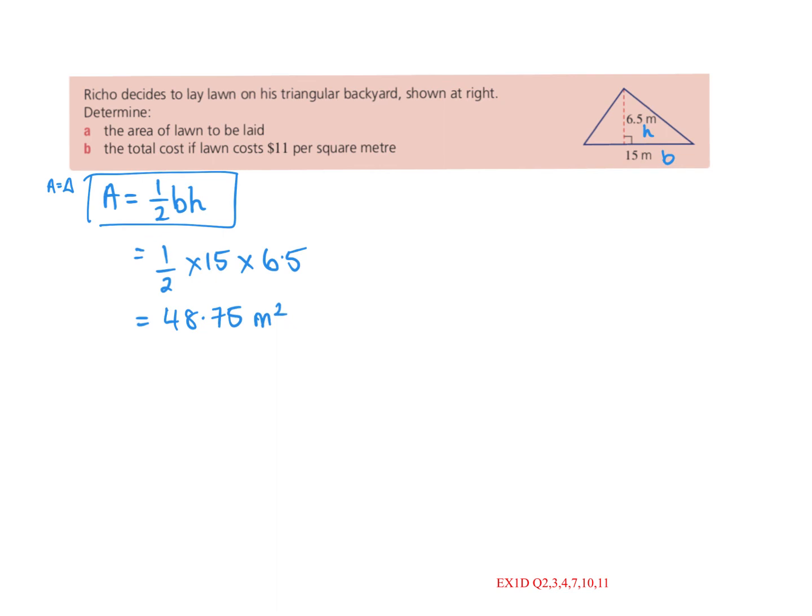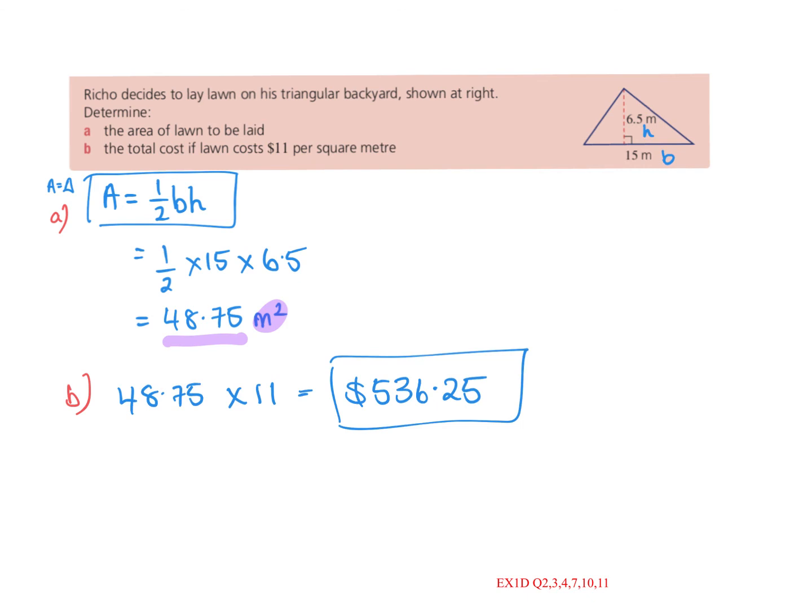Part B is saying the total cost if the lawn is $11 per square meter. You can see up here we've got our answer in square meters, so this is how many square meters we have. All we have to do is say we have 48.75 square meters and every one of them is $11. So we times it by 11 and we get how much it costs him to lay his lawn, which equals $536.25.